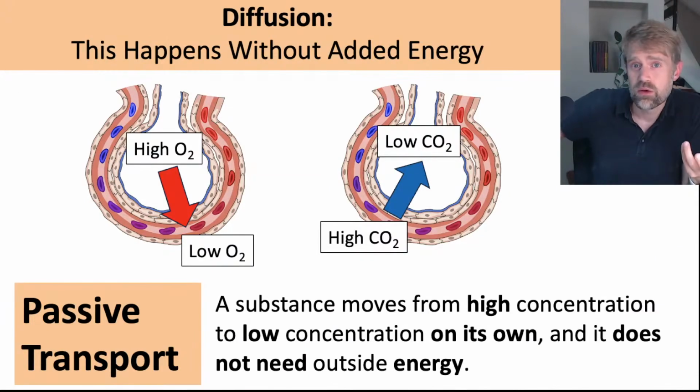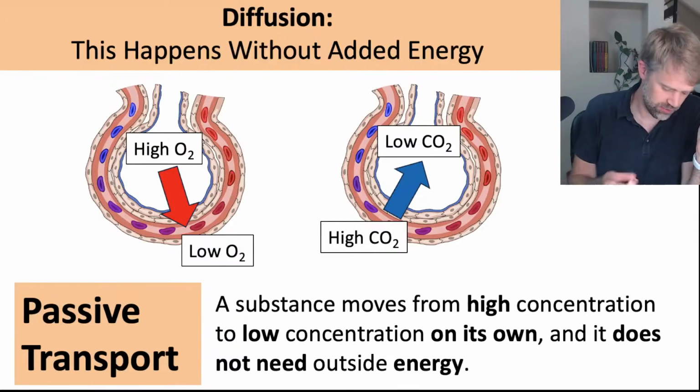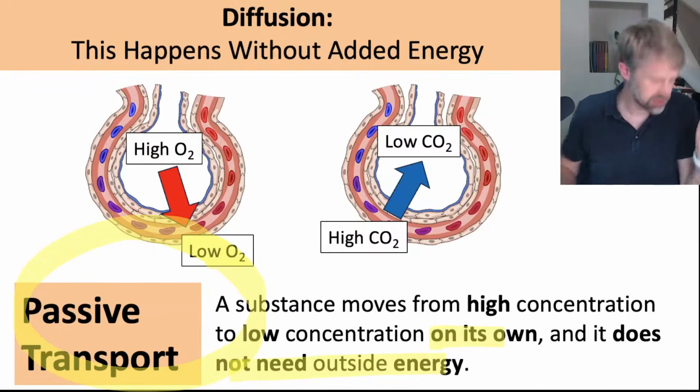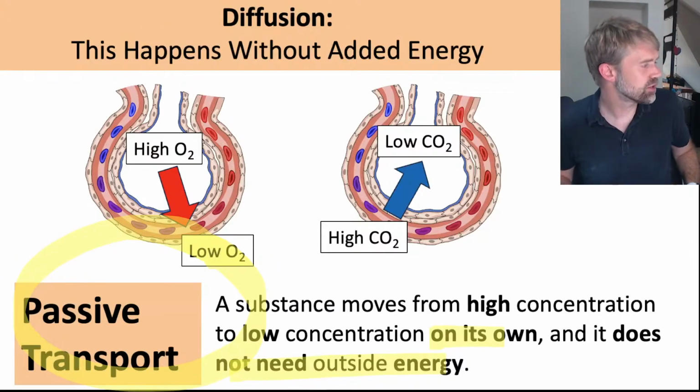Diffusion from high to low concentration happens in many places in our body. Some examples that you probably know about are oxygen and carbon dioxide moving from high concentration to low concentration in the lungs. And this is an example of passive transport. It happens on its own and does not need any outside energy.